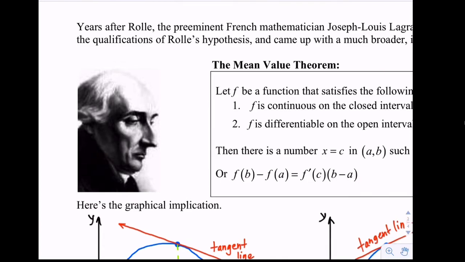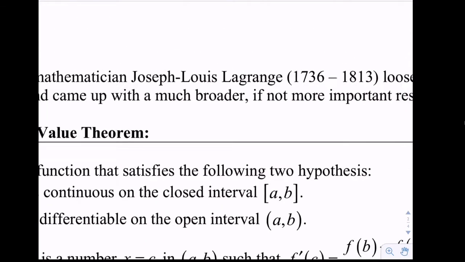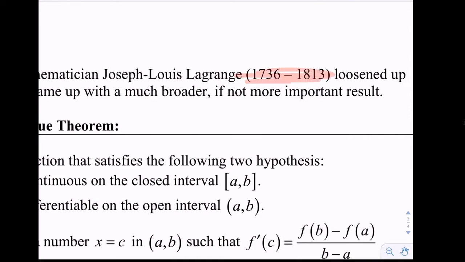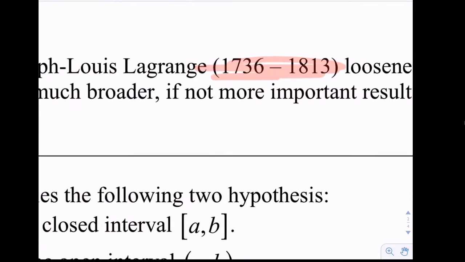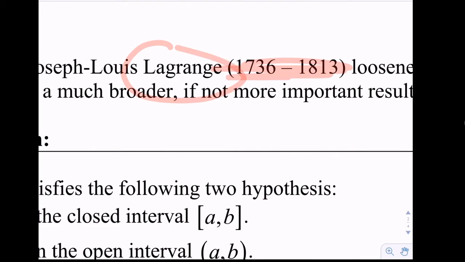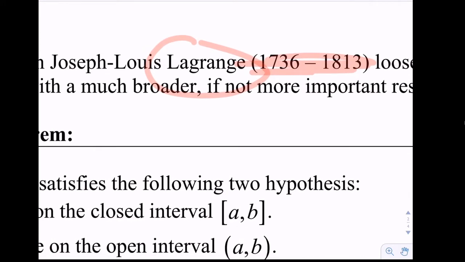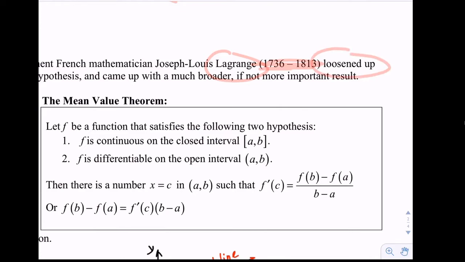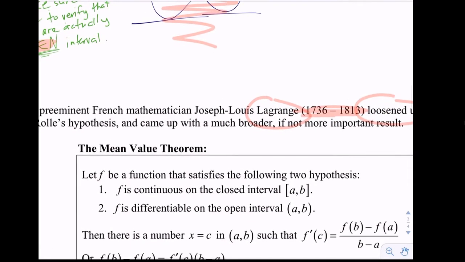He came along and took Rolle's theorem, Joseph Louis Lagrange, and he'll come up a lot. The last thing we learn this year in BC at the end of the year is the Lagrange error bound. He was also French, Lagrange. Brilliant guy. He loosened up the restrictions from Rolle's theorem, because remember, Rolle said if this happens and that happens and this happens, if all those things happen, then you're guaranteed this. And Lagrange is like, whoa, that's too many things, man. People aren't going to remember all three of those.